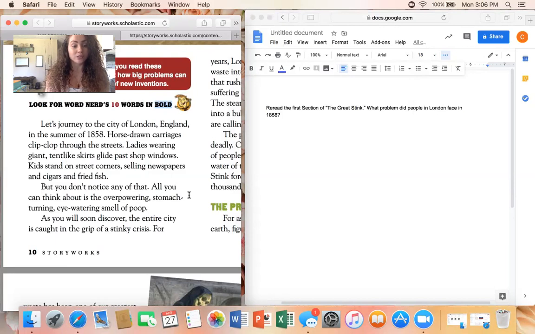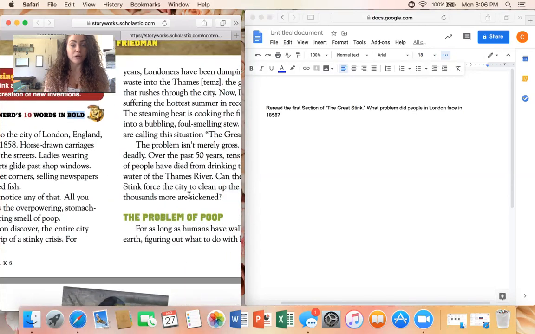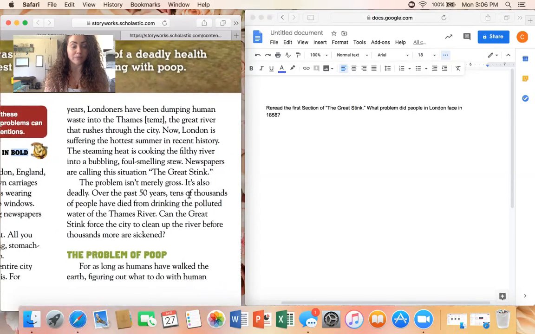As you will soon discover, the entire city is caught in the grips of a stinky crisis. For years, Londoners have been dumping human waste into the Thames River. This great river that rushes through the city, now London is suffering the hottest summer in recent history. The steaming heat is cooking the filthy river into a bubbling, foul-smelling stew. Newspapers are calling the situation the Great Stink.